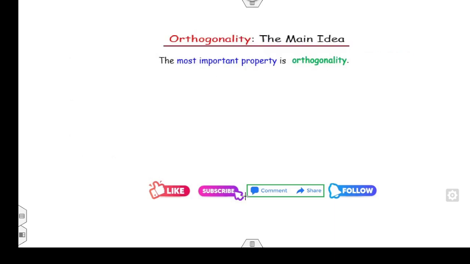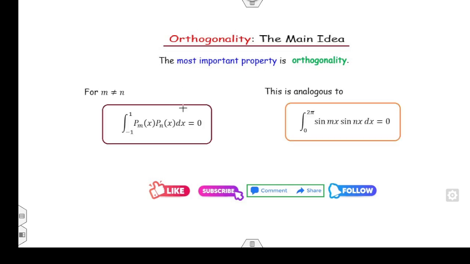Now, the orthogonal property is one of the most important properties of the Legendre polynomials. As we all know, for periodic functions, whenever you have sine and cosine functions, sine of mx into sine of nx integrates to 0 provided m is not equal to n. A similar property holds for the Legendre polynomials.